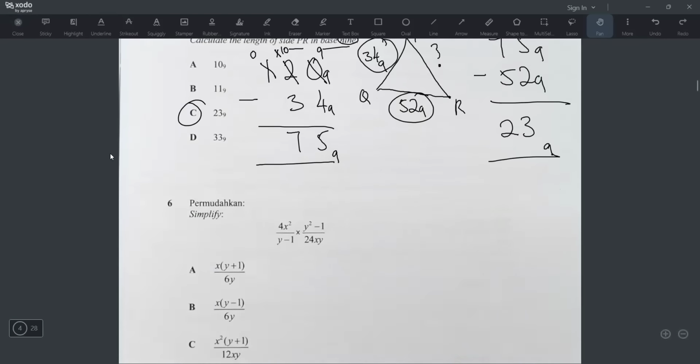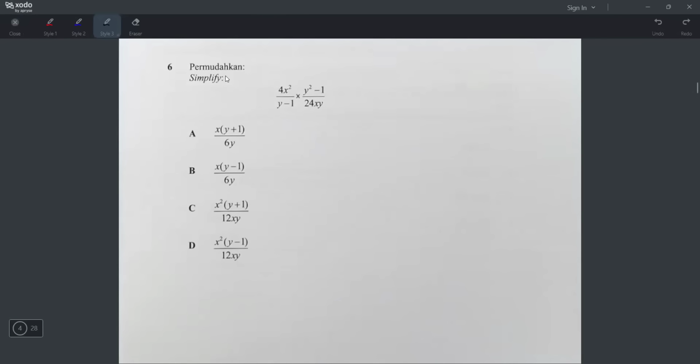Alright, that's all. Number 6, they want us to simplify this whole thing. Usually simplify means what? Try to factorize. If you can factorize, you factorize. If you can cut, you cut. That's what it means. Okay, 4x squared, I don't think you can do anything to this. You can't factorize anything, it's just a single term. y minus 1, you also cannot do anything with this. The 24xy also, nothing you can do about that.